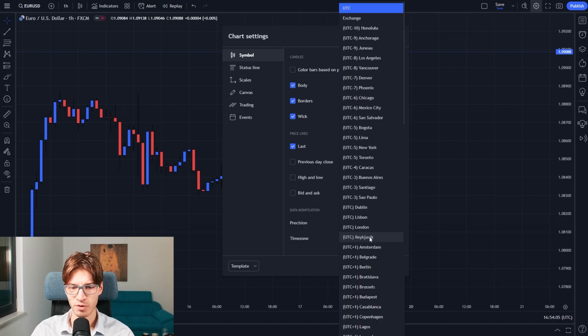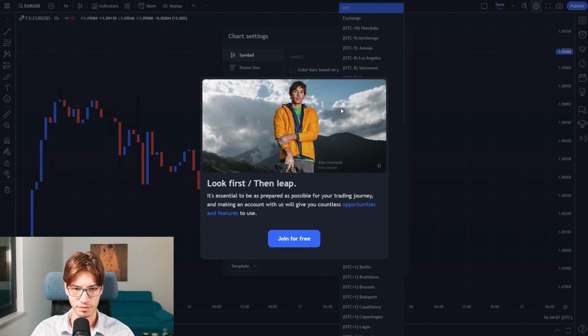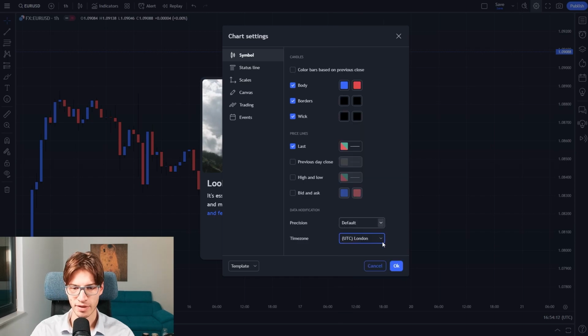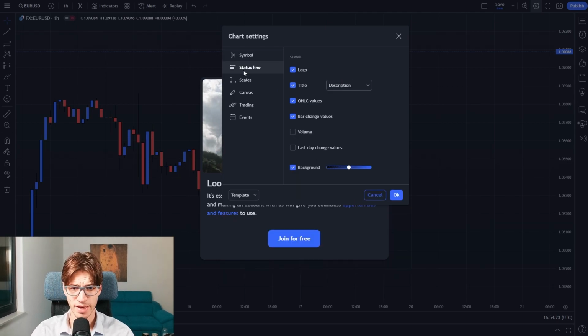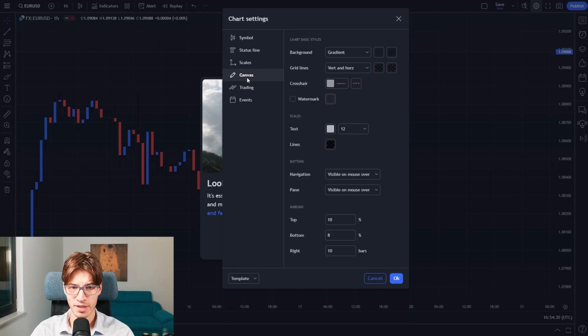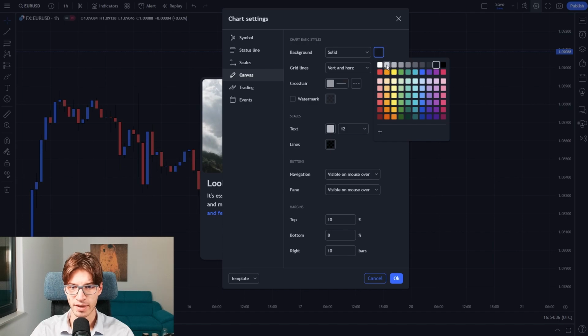And time zone, I use the London time zone. So basically you click London right here. I'm using a free account here because I do not want to mess up my settings. We'll switch to my professional account a bit later. This is just an example of how to set up the colors. Status line, this I don't really need. Scales. Okay, canvas, this is what we need. So the background, I use solid, and the color is this second one.